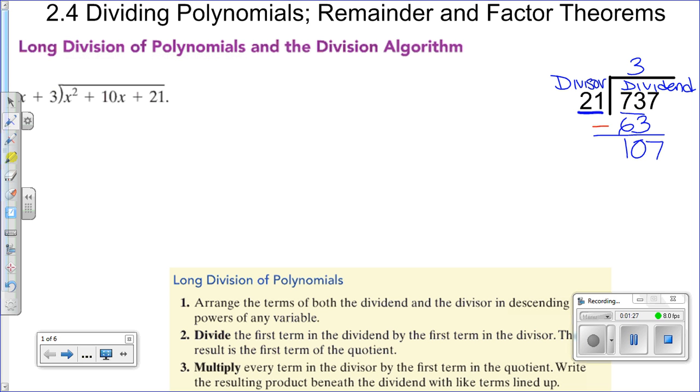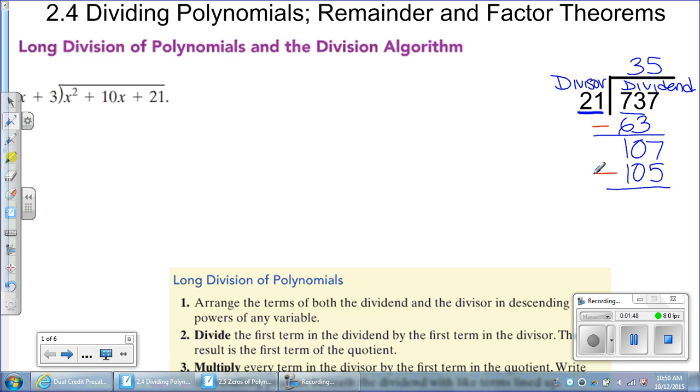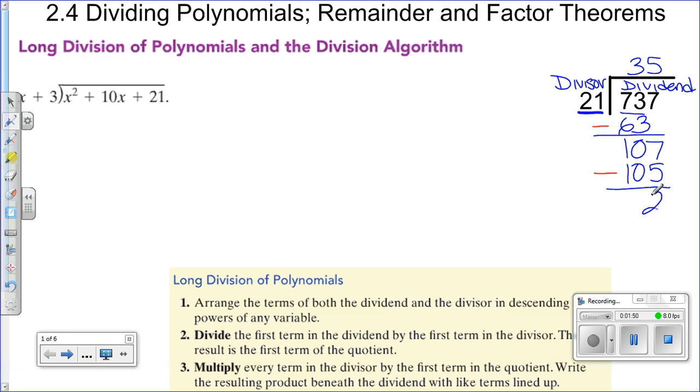Now, if you divide 107 by 21, that will go in 5 times. And after that, you multiply 5 times 1, that is 5, and then 5 times 2, which is 10. So that will be a total of 105. After that, you subtract. And so 107 minus 105 is equal to 2.